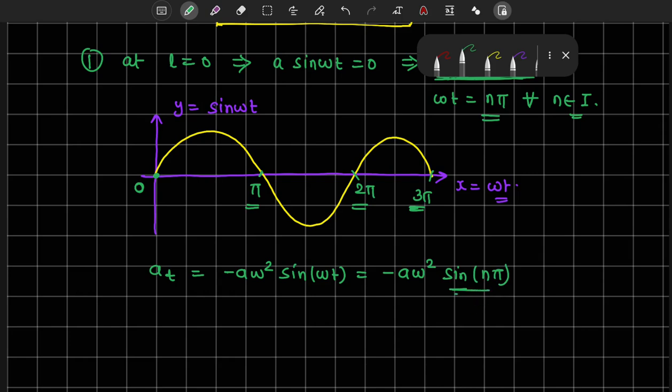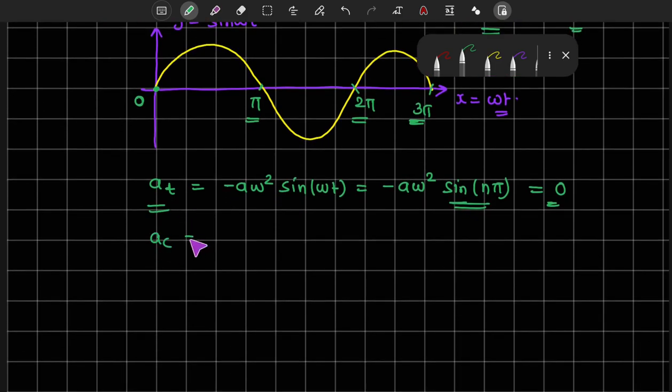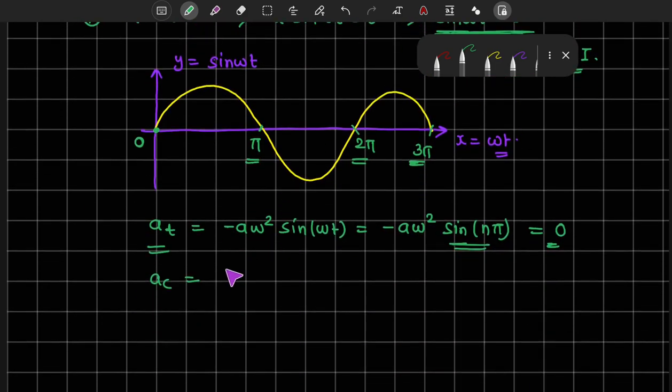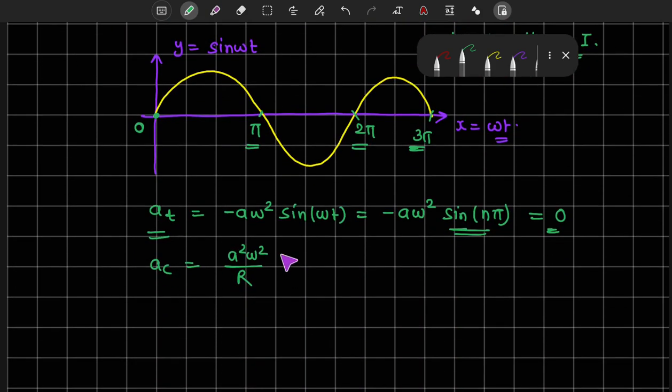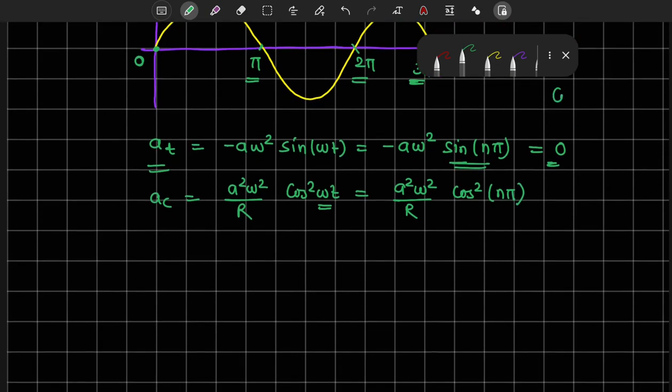And we know that sine of n pi is equal to 0, so the value of tangential acceleration is 0. If we write a_c, we can write it as a square omega square by r into cos square of omega t. Let us substitute the value of omega t and we will get a square omega square by r cos square of n pi, and cos of n pi is either plus 1 or minus 1.